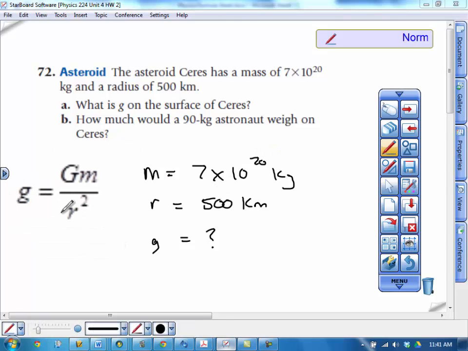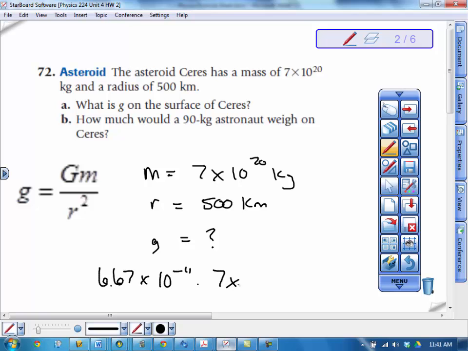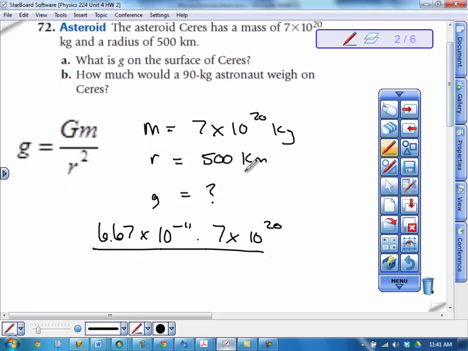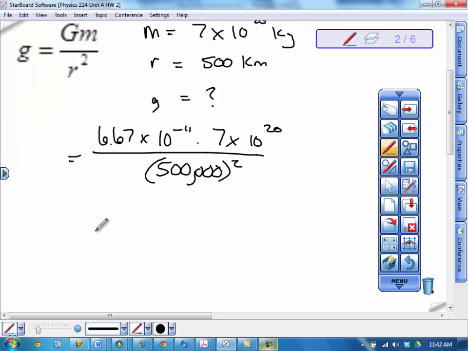So we have capital G, which is 6.67 times 10 to the negative 11, times the mass, which is 7 times 10 to the 20th, all divided by the radius squared. Now it's 500 kilometers, so I actually need to make that 500,000 meters squared, because we got to make sure we're in meters, so don't mess that part up. So you end up getting about 0.19, and that's meters per second squared. So you can compare that to, on Earth it's 9.8 meters per second squared, a lot less.